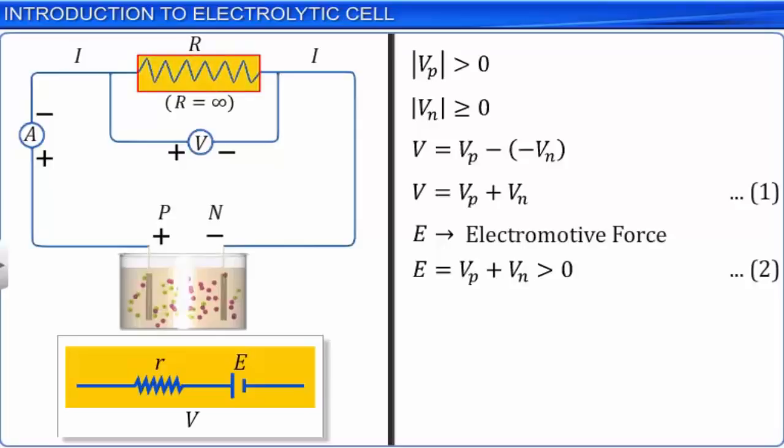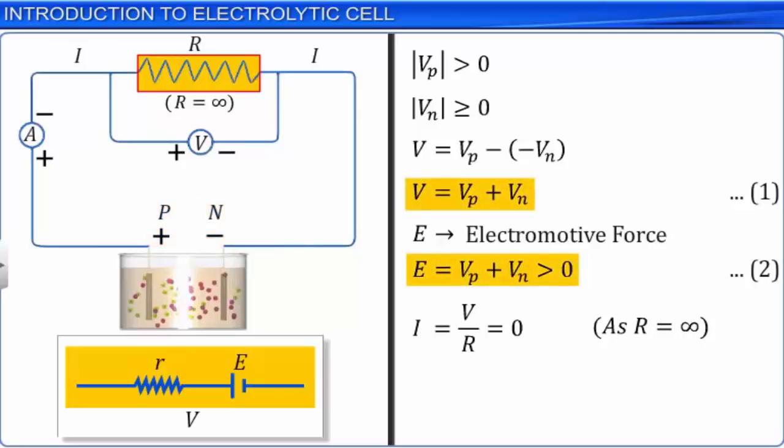We can now write I is equal to V divided by R, which equals 0. Here, V is the potential difference between P and N measured across the resistor. From equations 1 and 2, V, the potential difference between P and N measured across the electrolyte, is written as V is equal to E. Let this be equation 3.